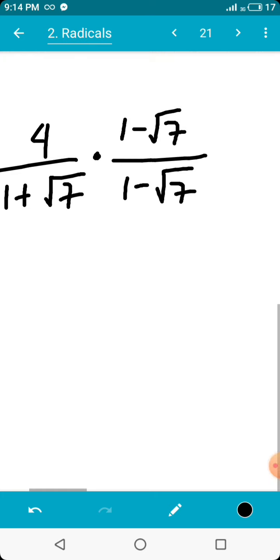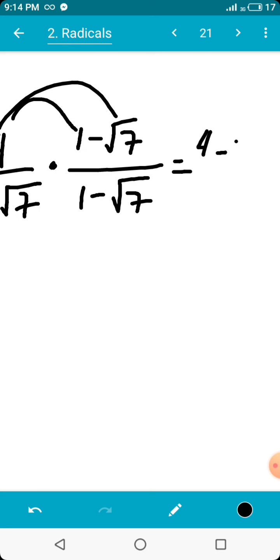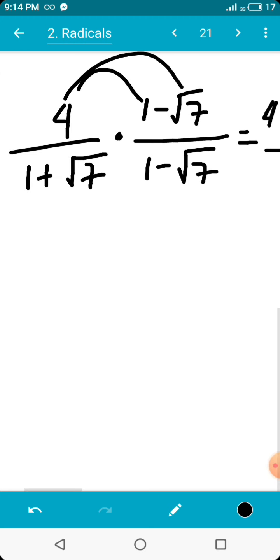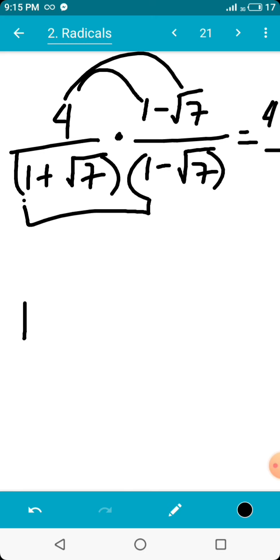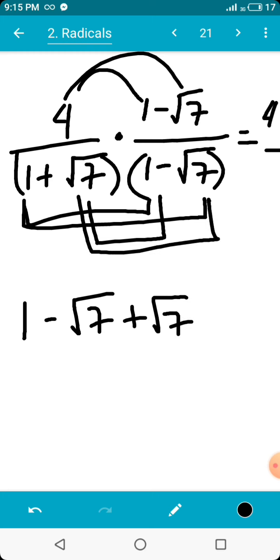So, numerator muna. So, 4 times 1, so that is 4. And then, 4 times negative square root of 7, that is negative 4 square root of 7. Alright, so that is our numerator. And then, yung denominator natin is FOIL method. So, 1 times 1, that's 1. 1 times negative square root of 7, so that is negative square root of 7. So, I don't need to put 1. Okay? Matic na yun. And then, square root of 7 times positive 1, so that is positive square root of 7. And then, square root of 7 times negative square root of 7, that is negative square root of 49.